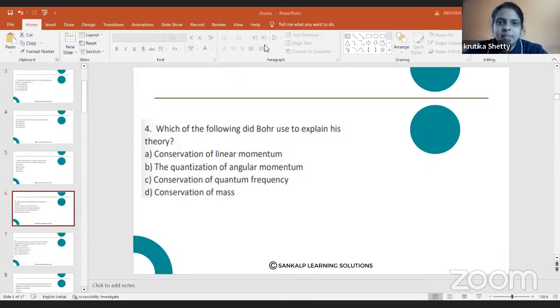It is nothing but the second postulate. In the second postulate we see that mvr is equal to nh upon 2 pi. Here h upon 2 pi is a constant value, right? So the quantization of angular momentum, option B is correct here.